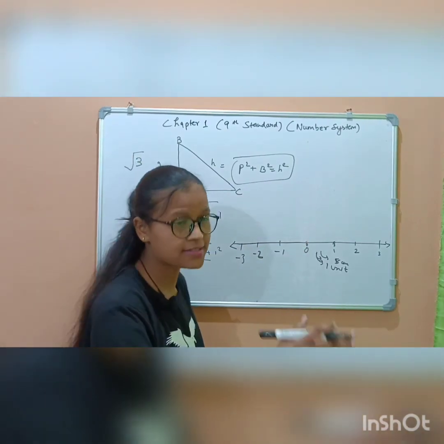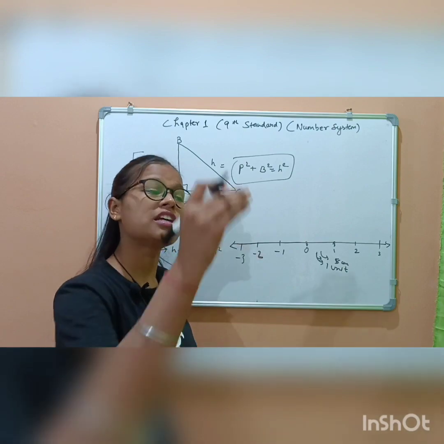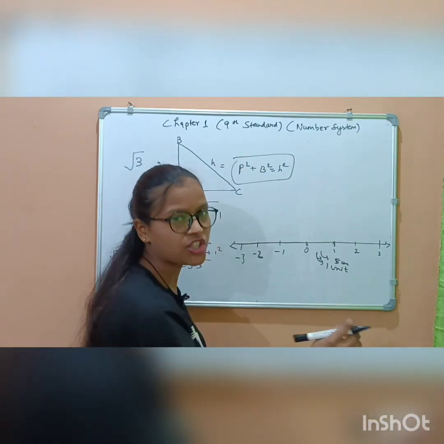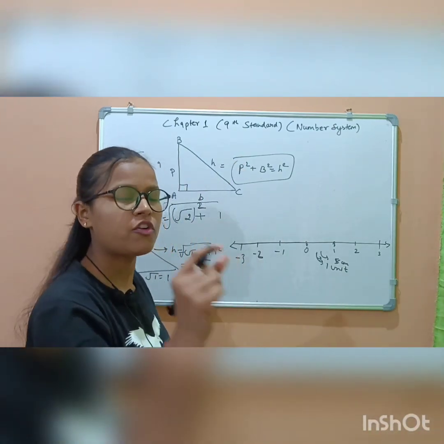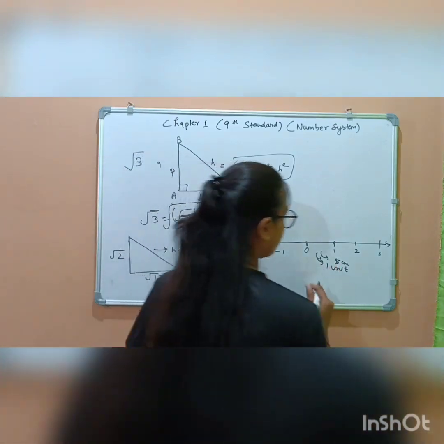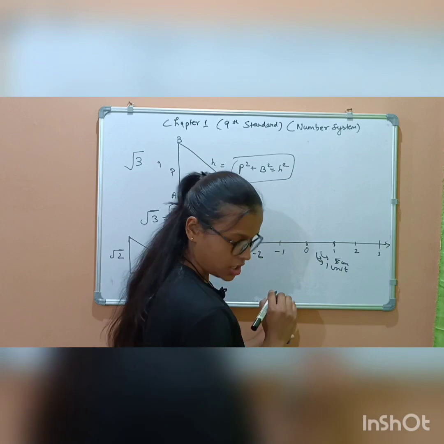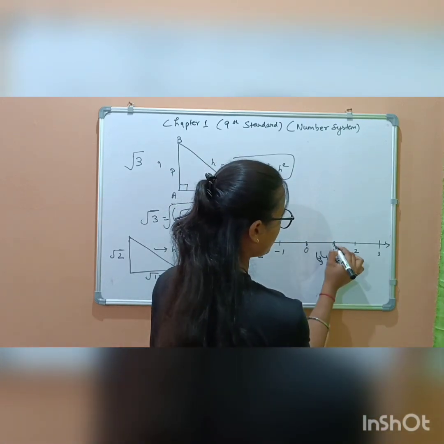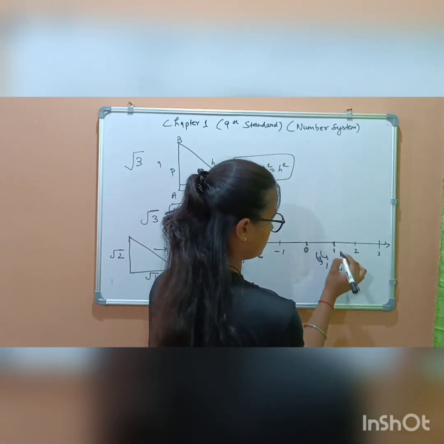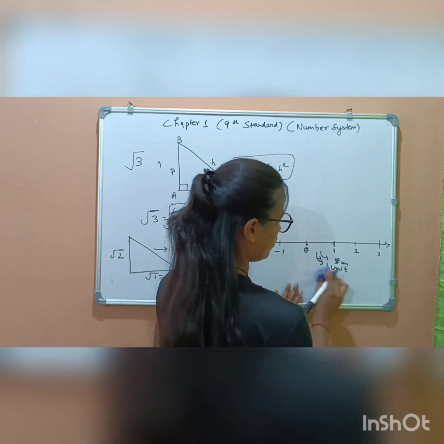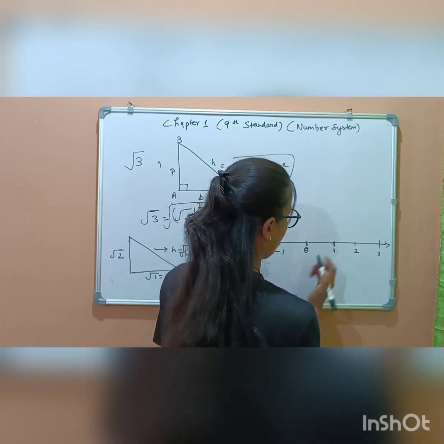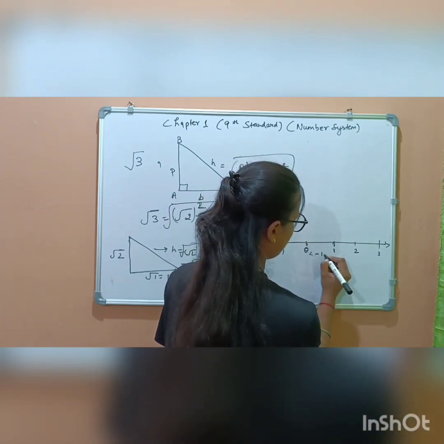If you want the correct representation, then you should open for 1 centimeter. Okay. So this is 5 centimeter. Clear? Now from 0 to 1, it's 5 centimeter, 1 unit. It's 1 unit.